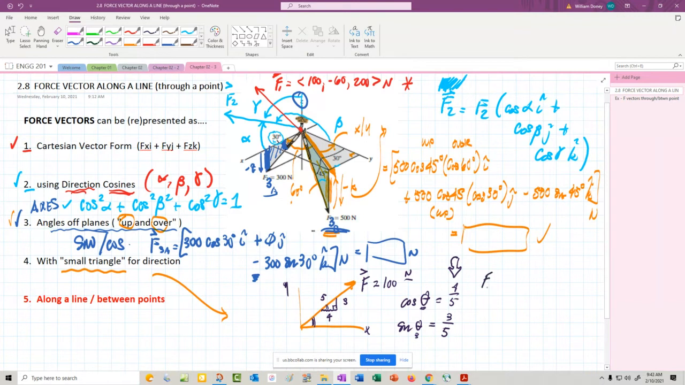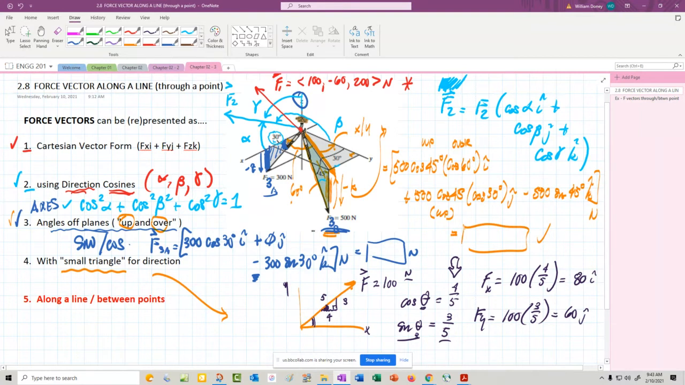So for the X component, instead of cosine of the angle, I would just write 100, 4 over 5. That gives me 80 in the I direction. In the Y, I would take 100, and instead of sine, I would put in 3/5. And that's going to give me 60 in the J. And I think that's way easier than trying to find that angle through tangent or whatever, and then going through and cosining and sining again.